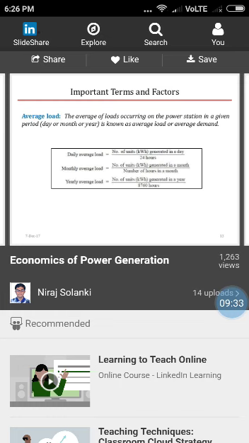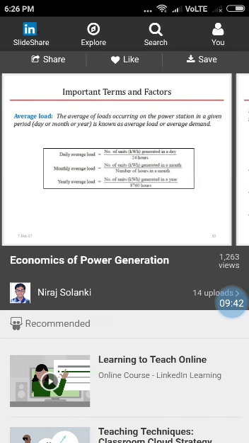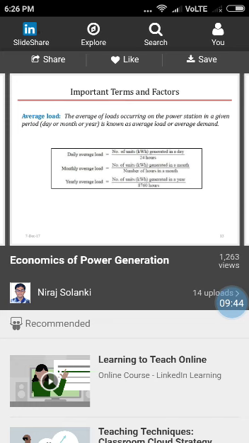Average load. The average of loads occurring on the power station in a given period, day or month or year, is known as average load or average demand. Daily average load: number of units in terms of kilowatt hour generated in a day divided by 24 hours.